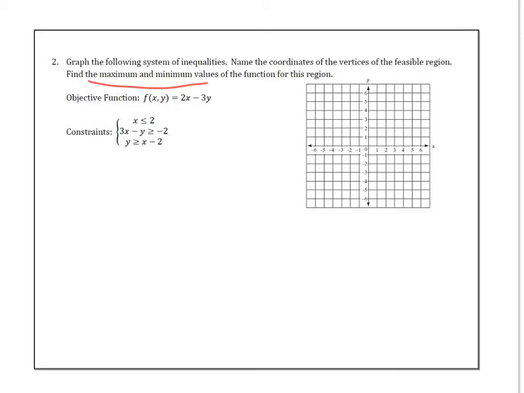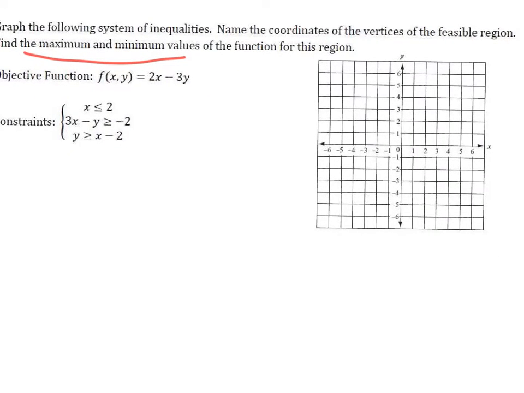So again, I want to graph all of these things. Let's go purple here for x less than or equal to 2. So that's going to be right here, and I'm going this way. Then I'll do the bottom one: y greater than or equal to x minus 2. So that's there, there, there, there. So I can start to look at this.